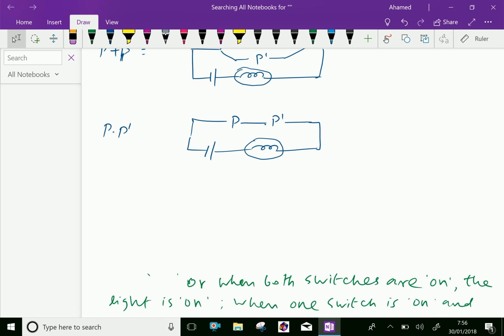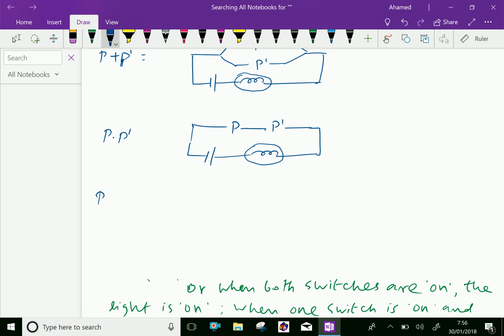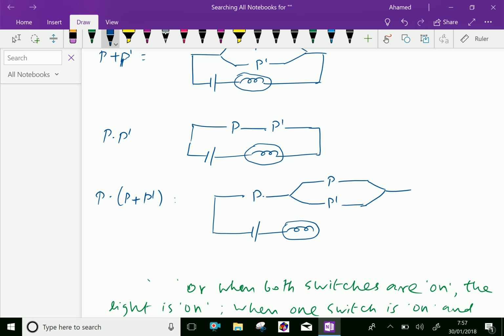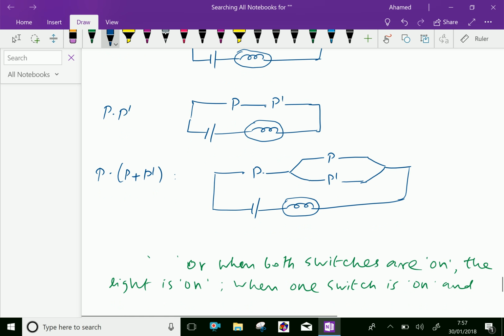Third one, P dot P plus P dash. Here, just switch P is here as well. Switch P is here also. Here, P dash. Then connected with battery and bulb connected through this.